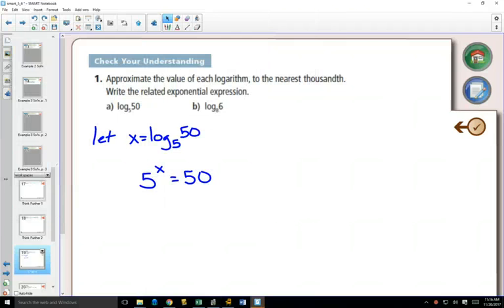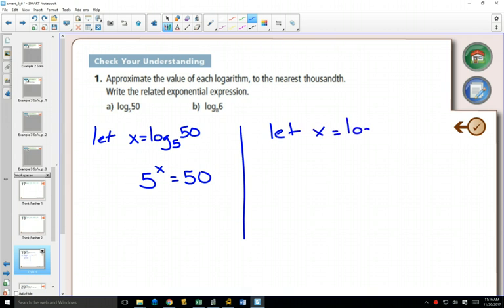For the second one, log base 8 of 6. So again, if we were thinking about this in exponential form, if we let x equal log base 8 of 6, this is like saying 8 to what power is 6? And again, it's good to do some mental math and estimate. What is that going to be between? 0 and 1. Between 0 and 1, because 8 to the 0 is 1, 8 to the 1 is 8.